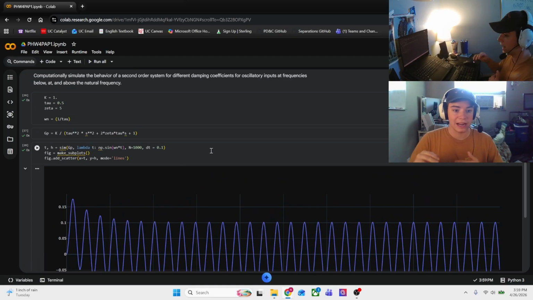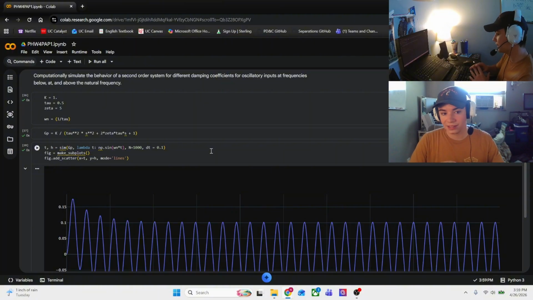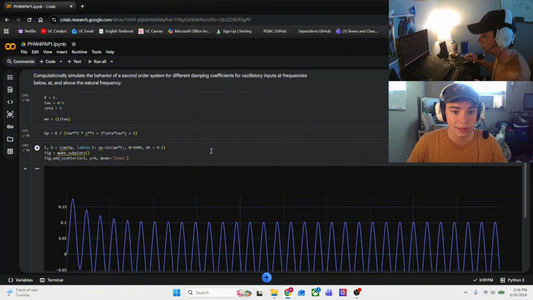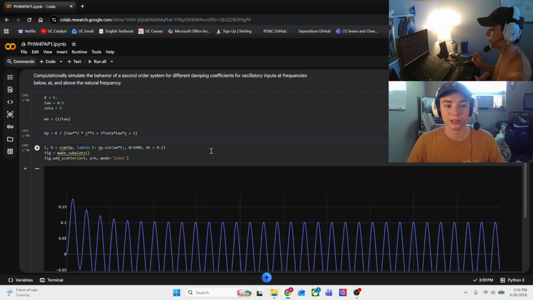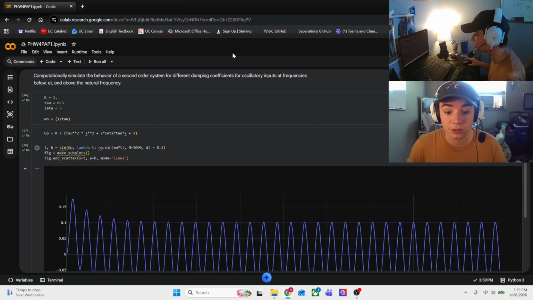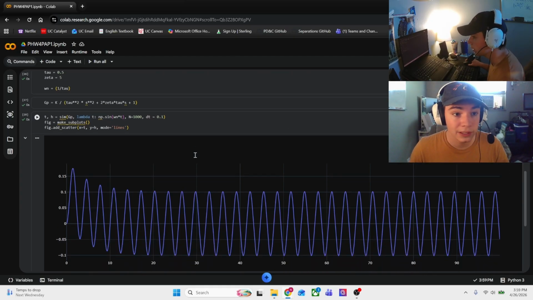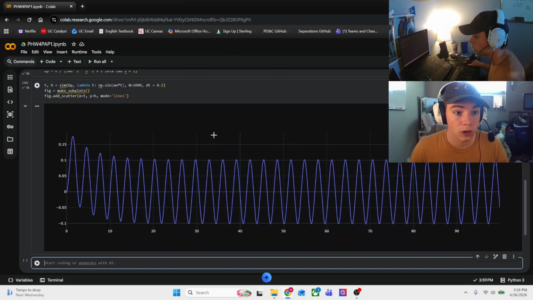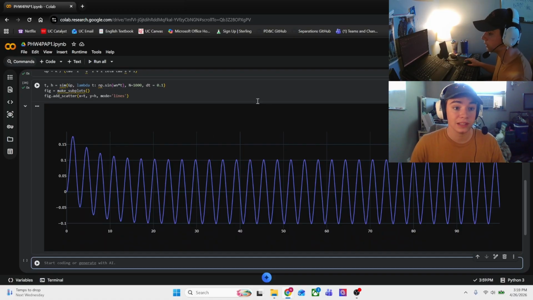But when we're at that natural frequency, our frequency doesn't change based off of the damping coefficient. It only changes based on that natural frequency, which makes sense because it is a frequency value. So I think that is the end of our homework for part A. I will see you in the next one, part B.